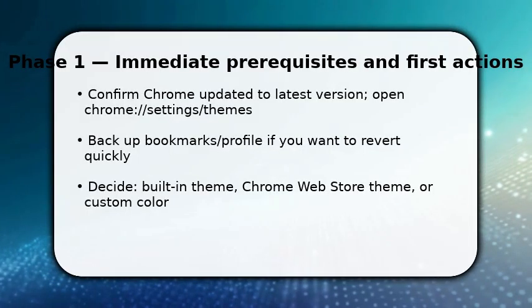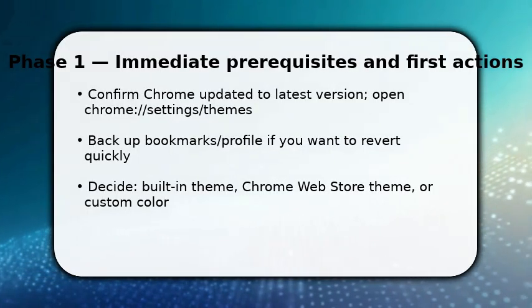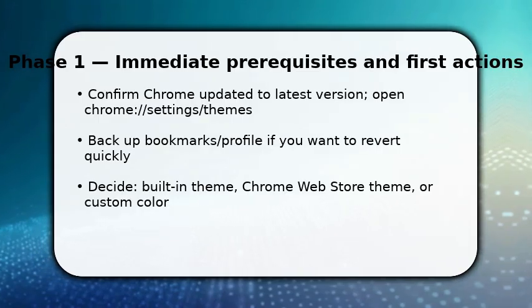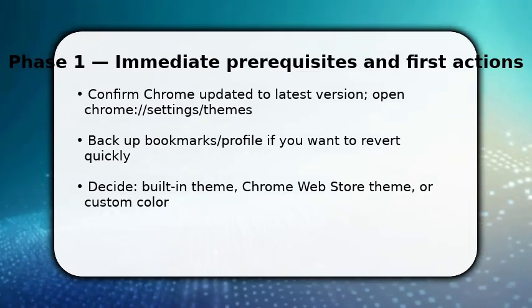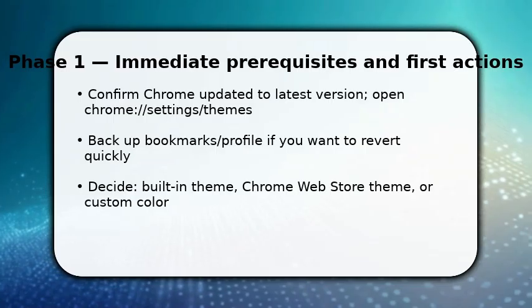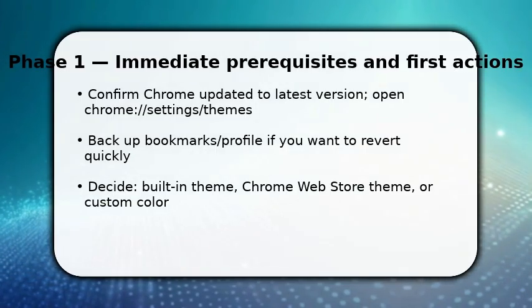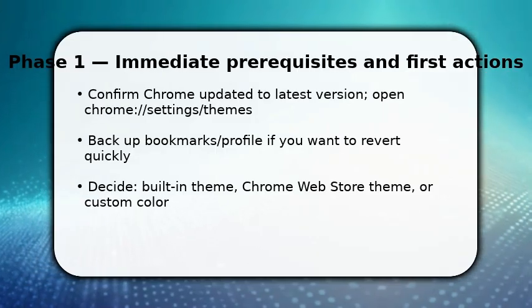You start in Chrome, type chrome://settings/themes into the address bar and press enter. Once there, you see choices: Chrome themes, the web store, or a custom color. Make sure your browser is updated. That prevents missing options. You can back up bookmarks or sync your Google profile before changing themes.